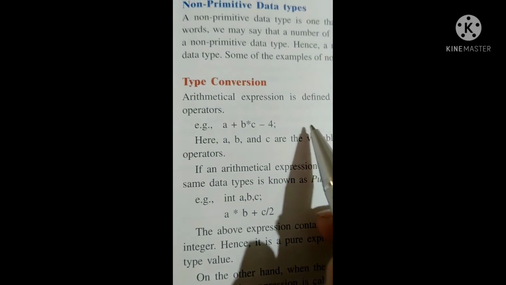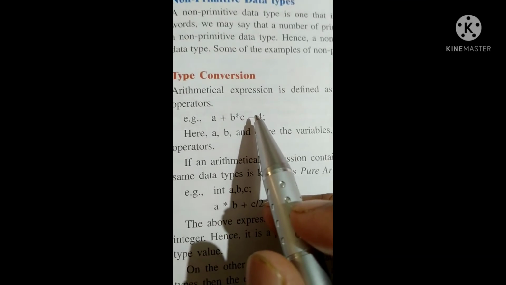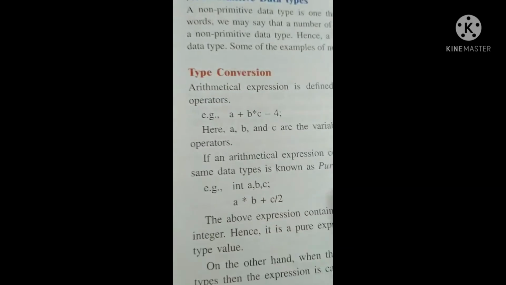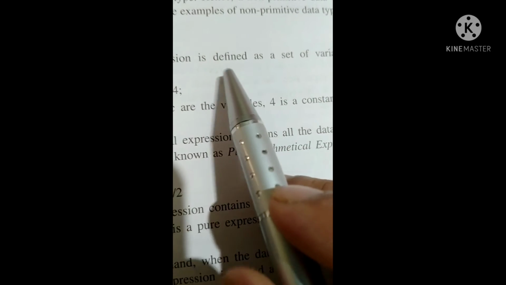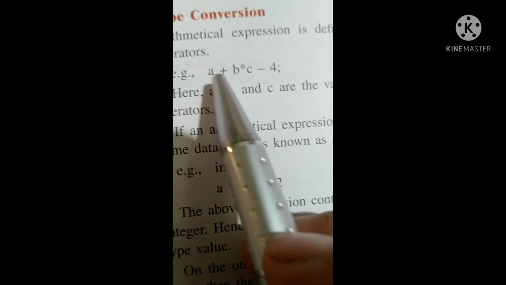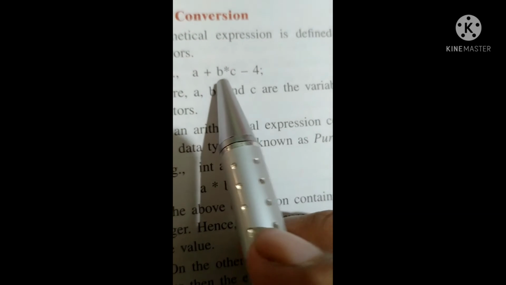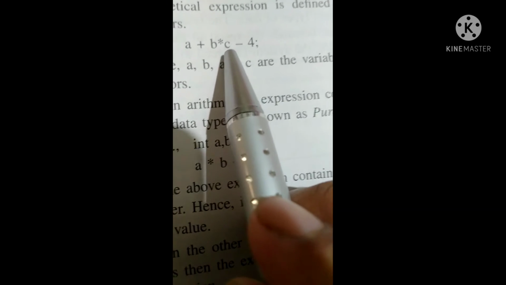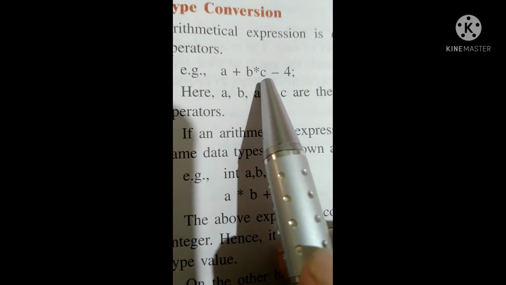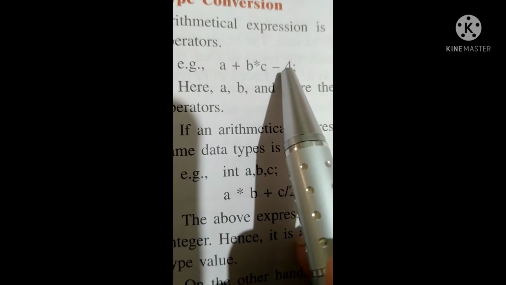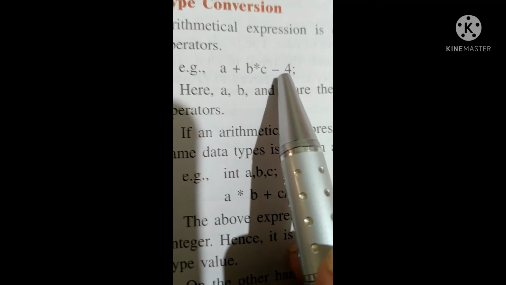So type conversion, I am telling you, this is very easy. A mathematical expression is defined as a set of variables, constants and operators. A, B, C are variables here, 4 is a constant, plus, into, minus, these are the operators.